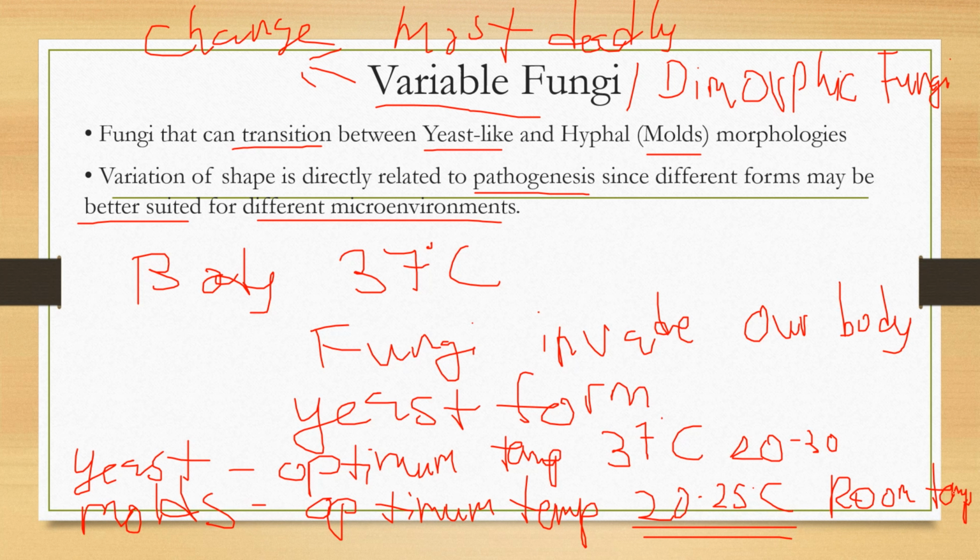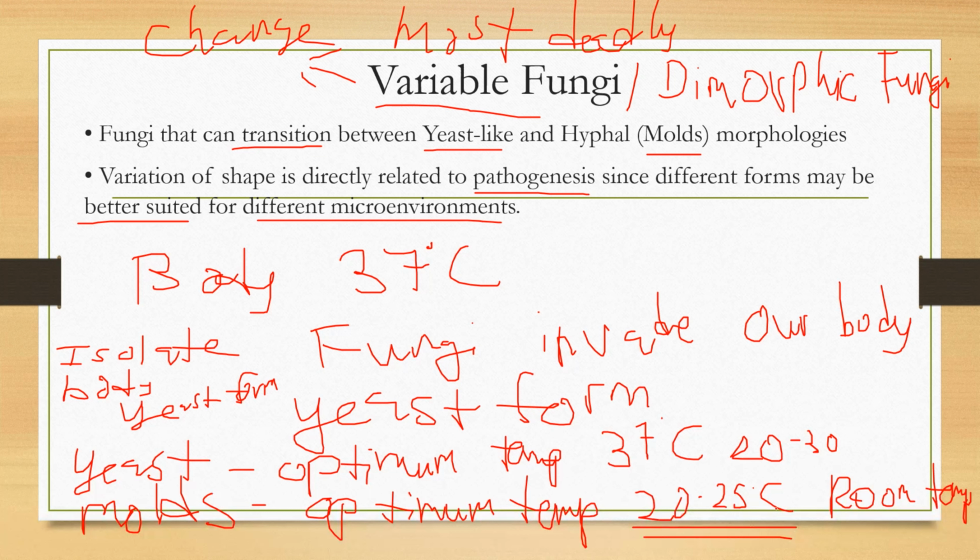So your yeast, class, they have an optimum temp of 37 degrees. So if the fungi wants to survive in our body, they need to be in a yeast form. So most of the time, if you have a type of fungal infection, what you would isolate in the body, kindly write this down, what you can isolate in the body, class, would be the yeast form of the fungi. Rarely will you encounter molds inside the body because they cannot survive.